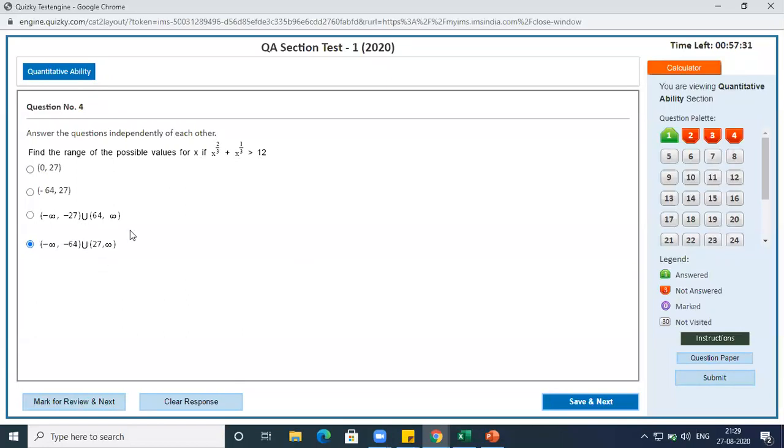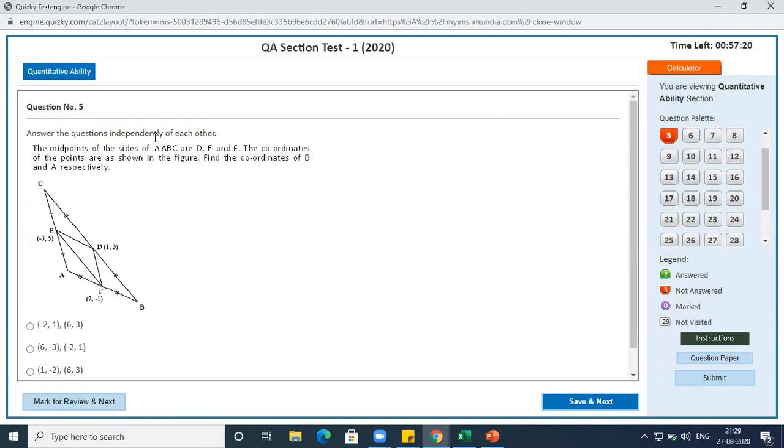I'm trying to put in values of x greater than 27, and it fits. Anything above 27 will fit. I'm not even looking at the negative values here. So that is the answer. Next question, answer the questions independently of each other.